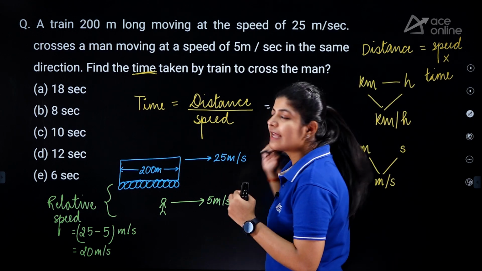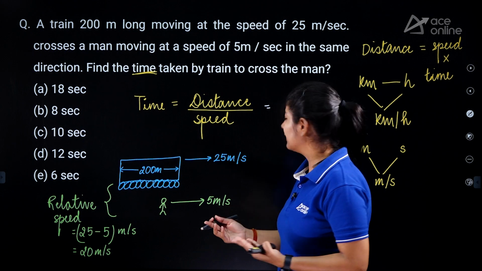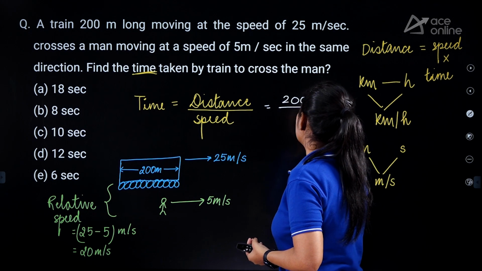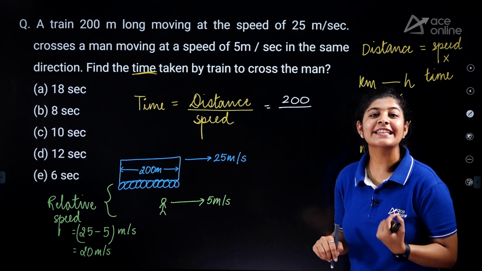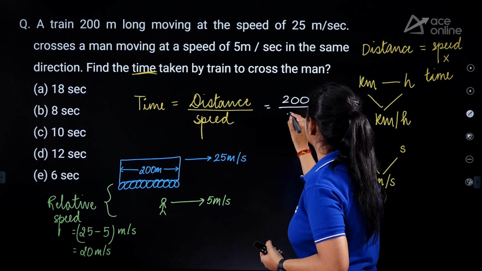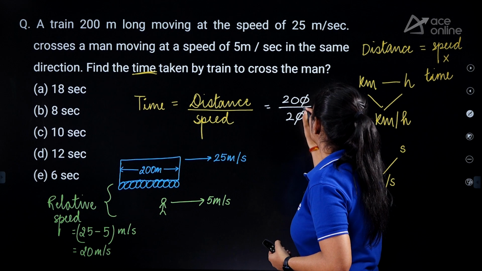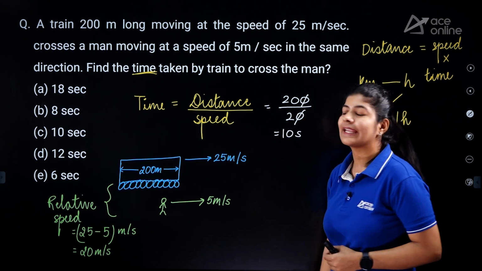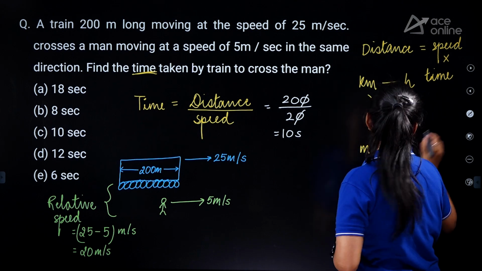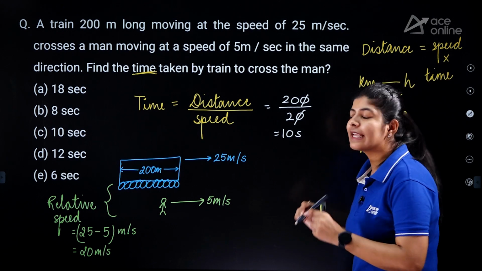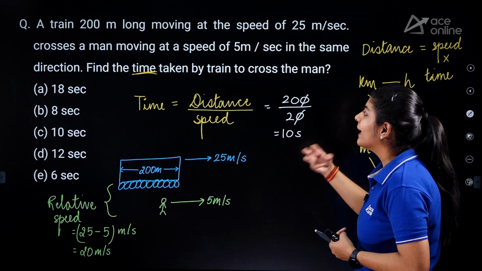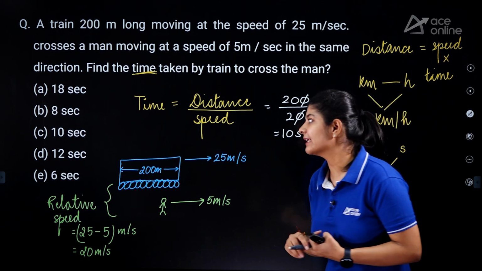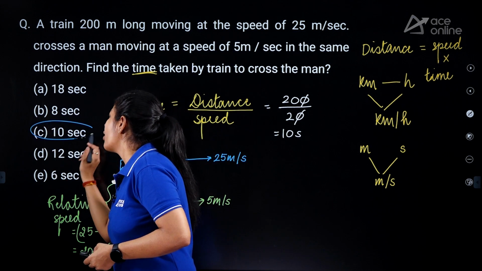The distance is nothing but the length of the train, that we all know. So that is equal to 200 divided by the relative speed that we are having, which is 20. So the correct answer that we are having is 10 seconds. So basically, the time taken by the train to cross the man is 10 seconds. So the correct answer over here is option number C.